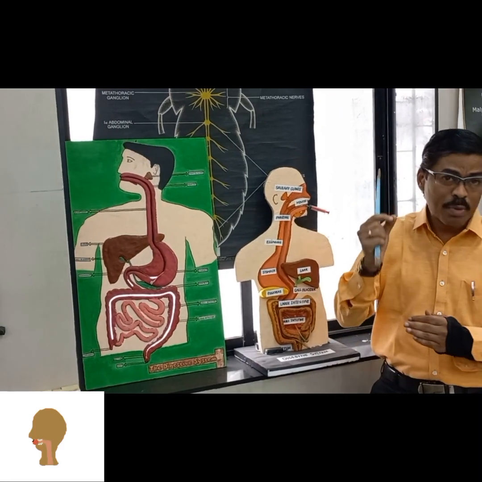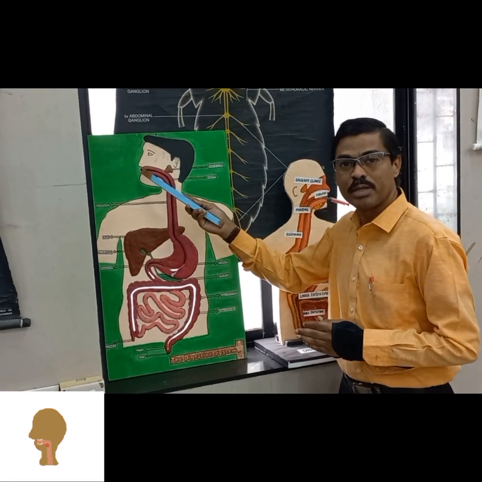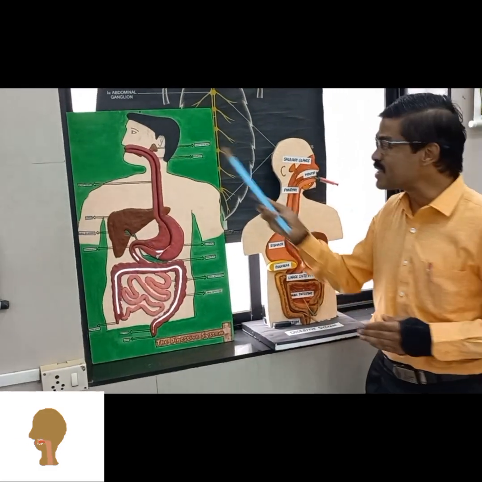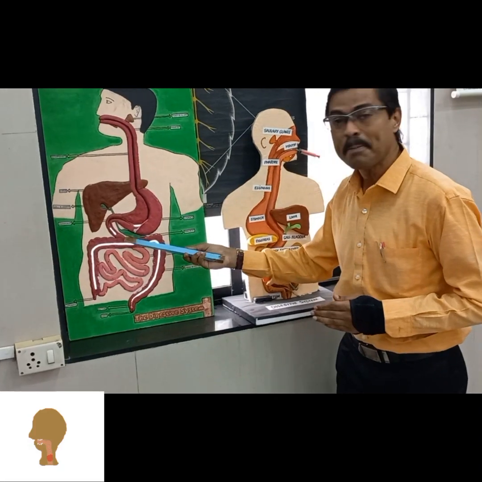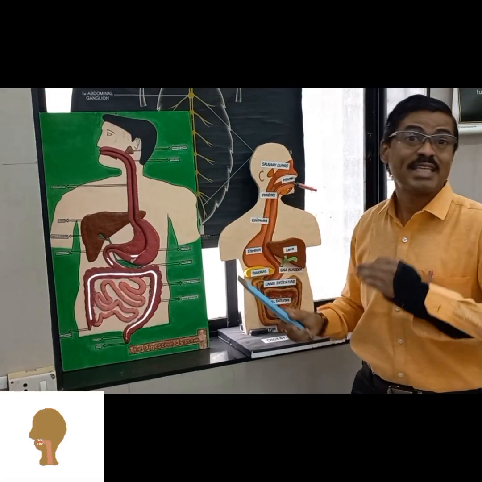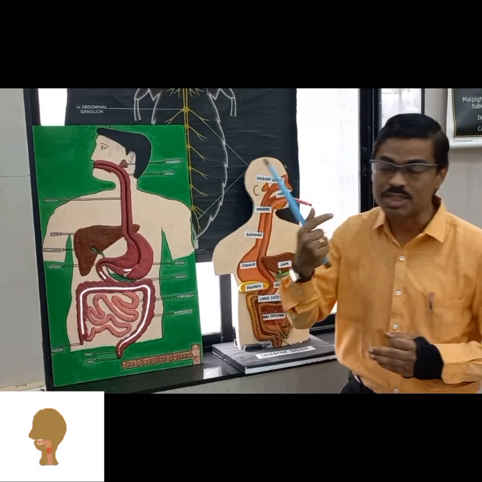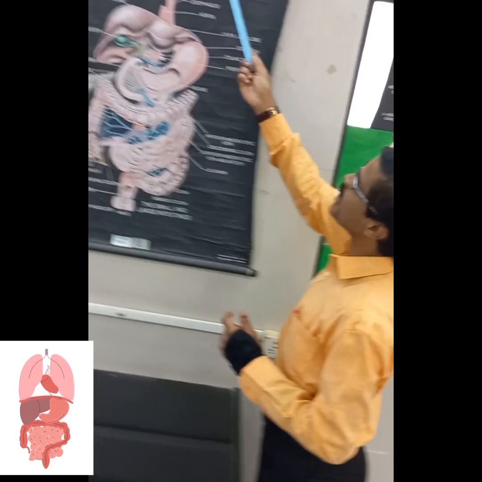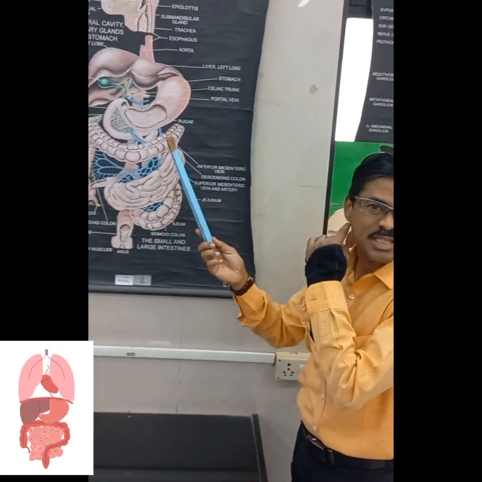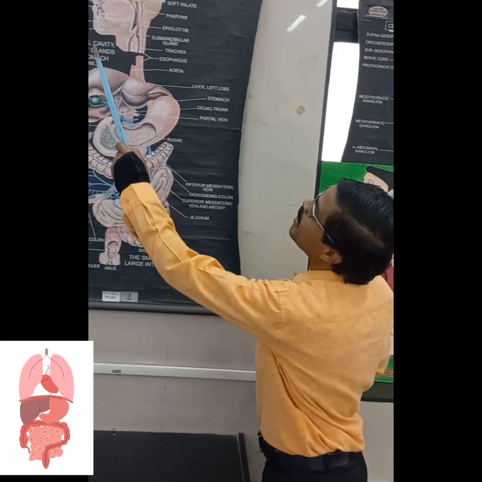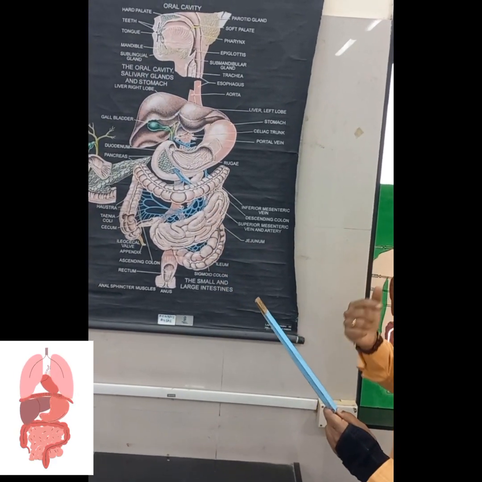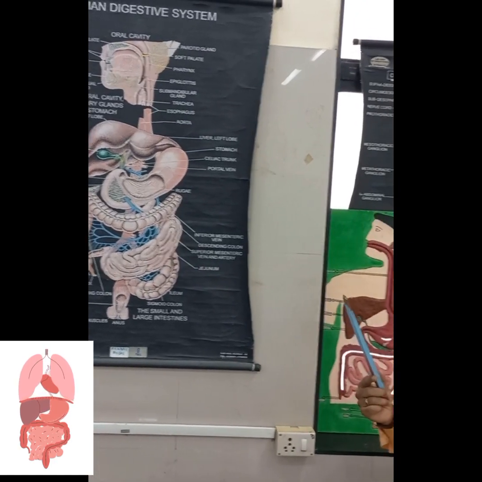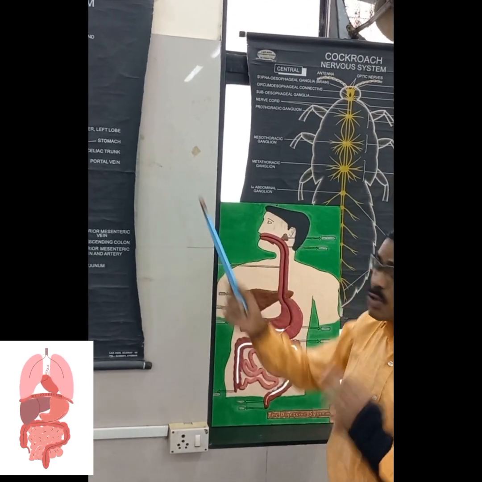Now, as I told, the human digestive system has the alimentary canal starting with the mouth and ending with the anus. Other than this, there are accessory glands: the salivary gland, liver, and the pancreas. The salivary glands are 3 pairs present in the mouth region. You can see in this chart the parotid gland, which is present just below the ear. Then the sublingual gland below the tongue, and the submandibular gland in the mandible region, again lower to the tongue region. So there are 3 pairs of glands.